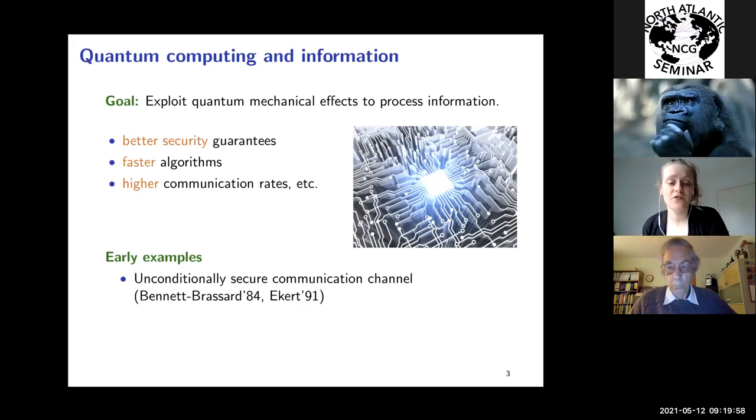The physical principle at play here is that if you are trying to observe an unknown quantum system, then you end up disturbing it with high probability.